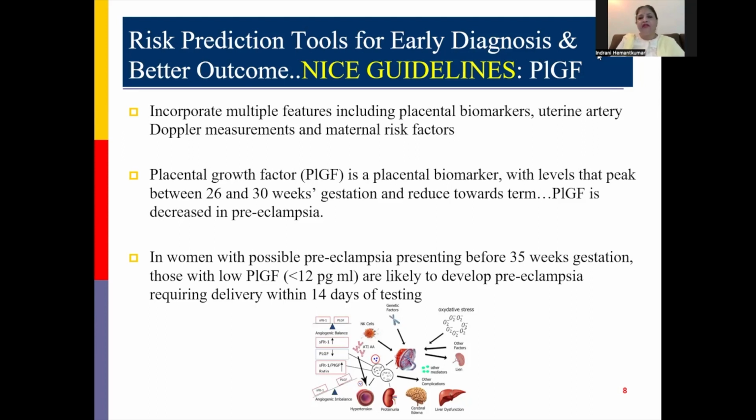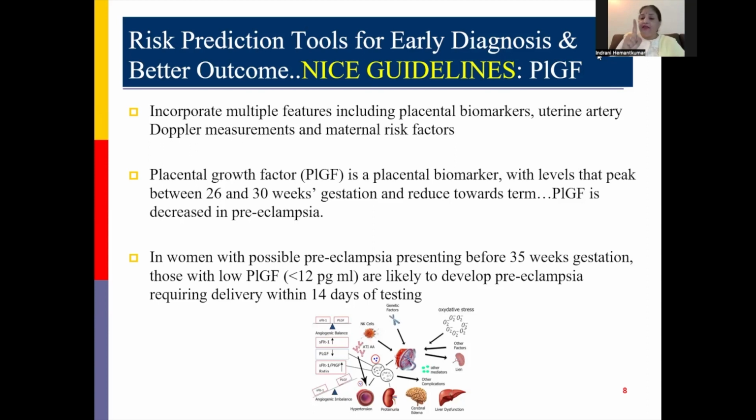So this placental growth factor peaks at around 26 to 30 weeks of gestation, and beyond 30 weeks it starts coming down. It is decreased in preeclampsia. In women presenting before 35 weeks of gestation, as in our case, the growth factor is less than 12 picogram per ml. These are the ones, at the peak when you're testing between 26 and 30 weeks. When the placental growth factor levels are less than 12 picogram, these are the ones who can develop preeclampsia.